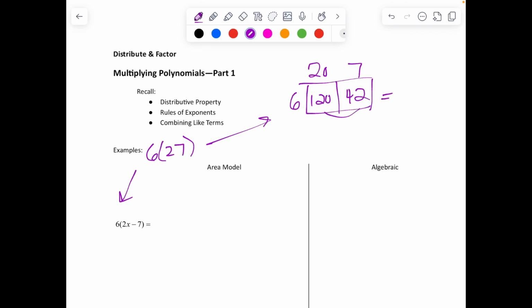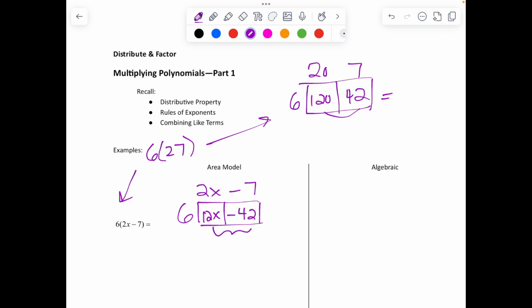Now, you can actually combine these because they're both numbers. So we can use a similar model and a similar strategy to multiply 6 times 2x and negative 7. So if I take 6 times 2x, that's going to give me 12x. And 6 times negative 7 gives me negative 42.